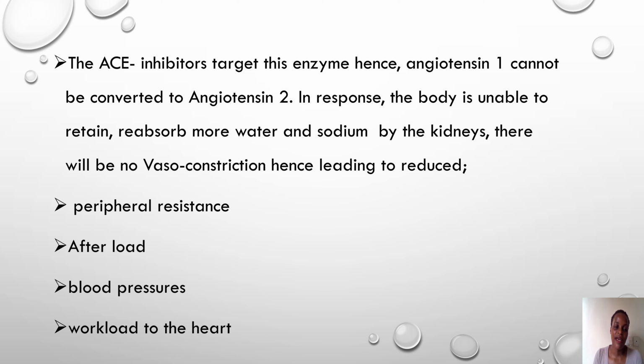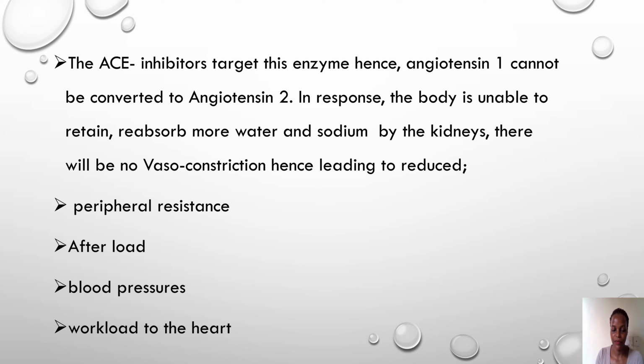So the ACE inhibitors target this enzyme. Hence, angiotensin 1 cannot be converted to angiotensin 2. In response, the body is unable to reabsorb more water and sodium by the kidneys, and there will be no vasoconstriction, hence leading to reduced peripheral resistance, reduced afterload, reduced blood pressure, and a reduced workload to the heart.